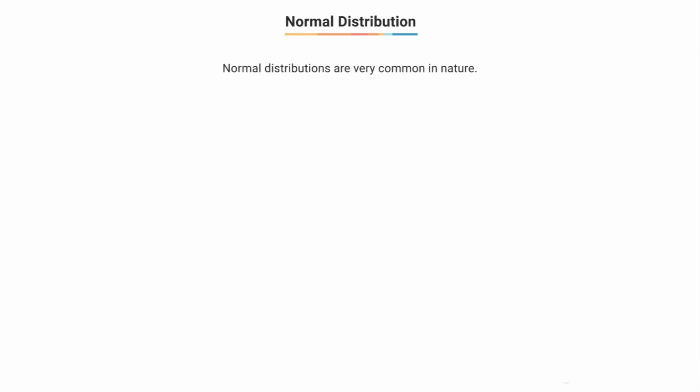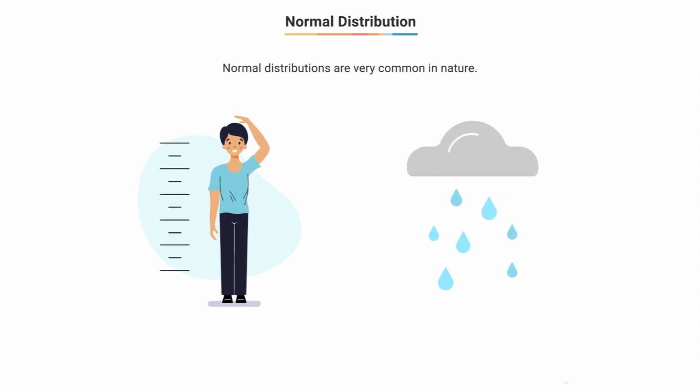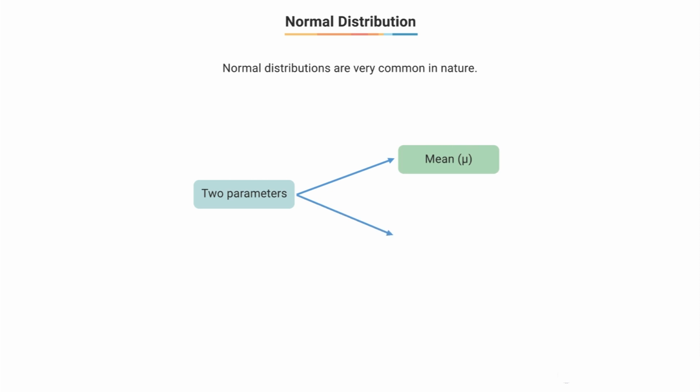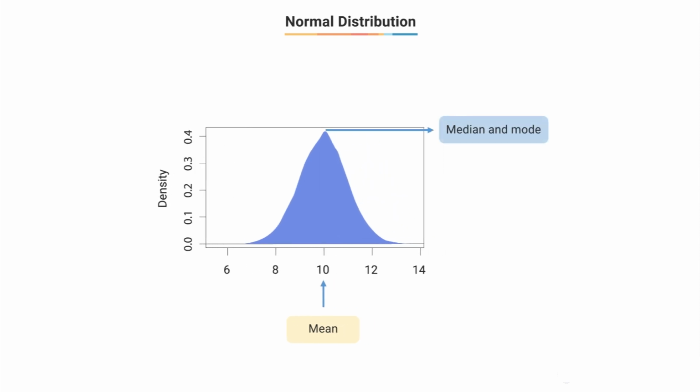Such distributions are very common in nature, be it heights and weights of people, amounts of rainfall, and many other places. Let us now generalize any normal distribution using some parameters. Any normal distribution can be defined using only two parameters, mean mu and standard deviation sigma. The mean, which is mu, is located at the center of the normal distribution, and that point also denotes the median and the mode of the distribution.